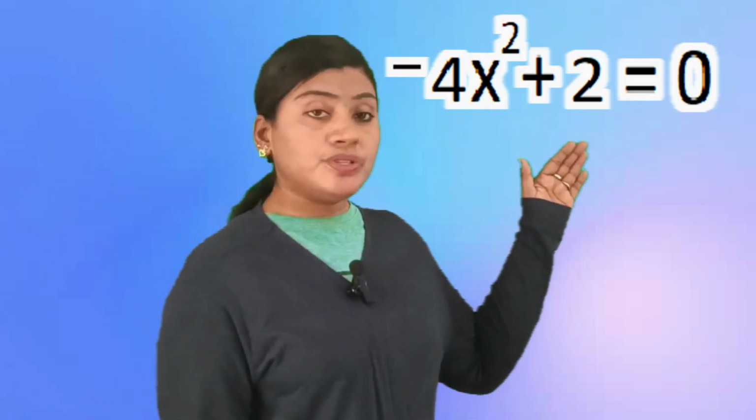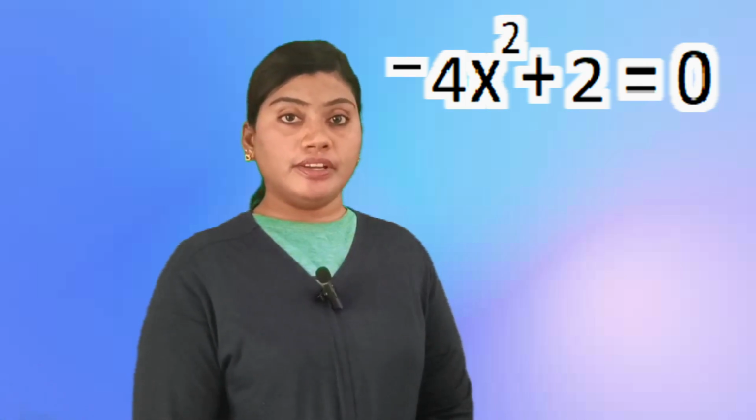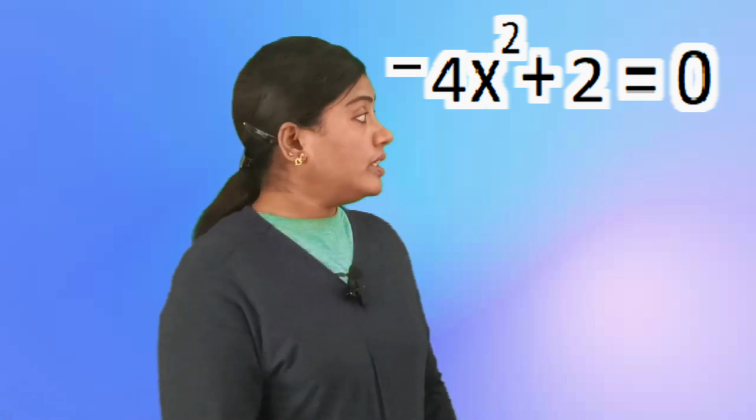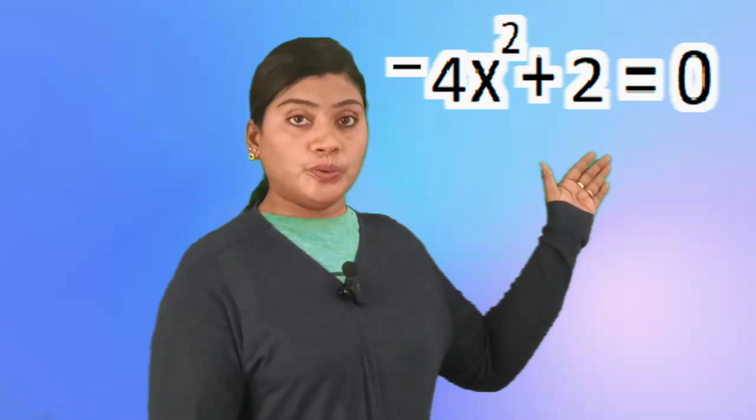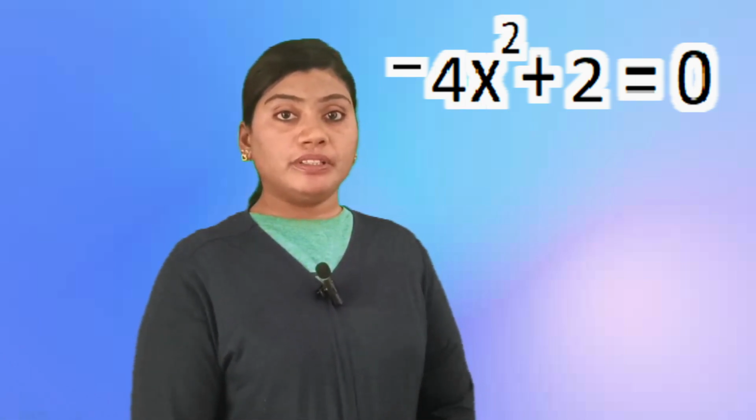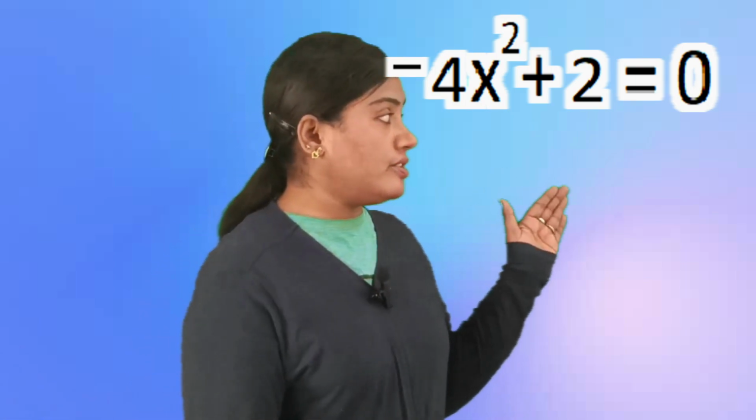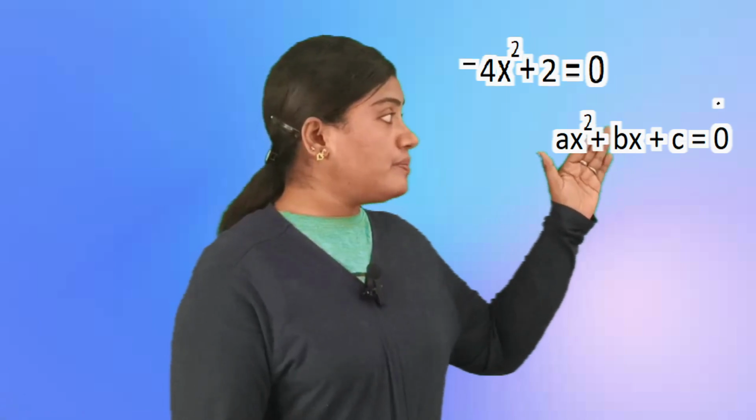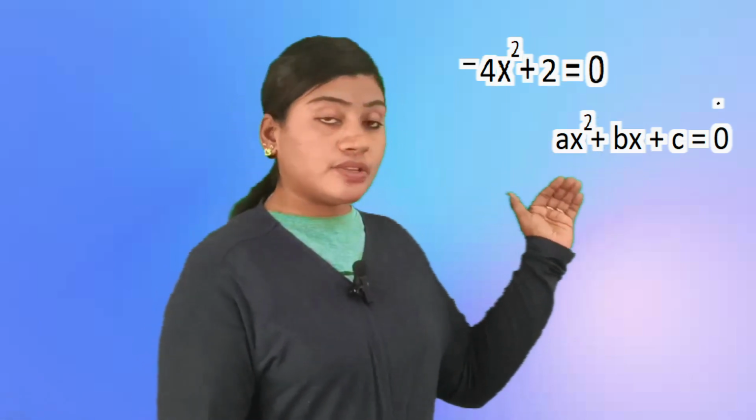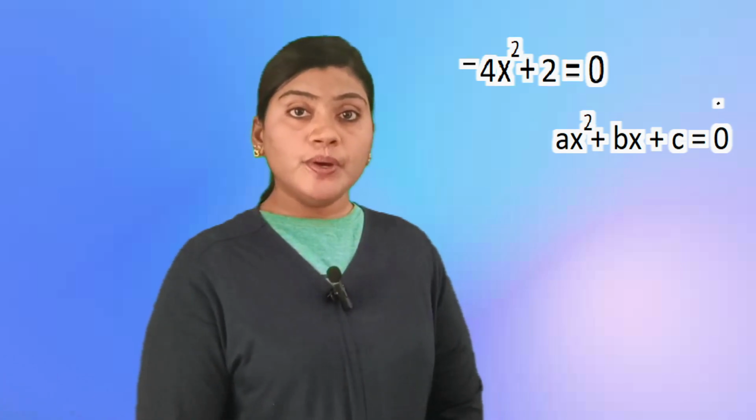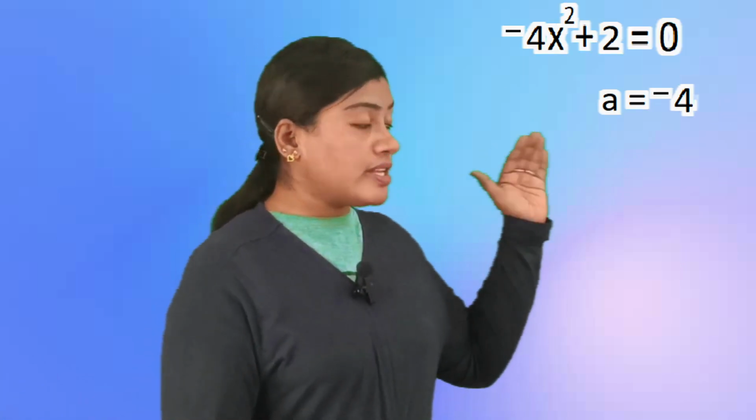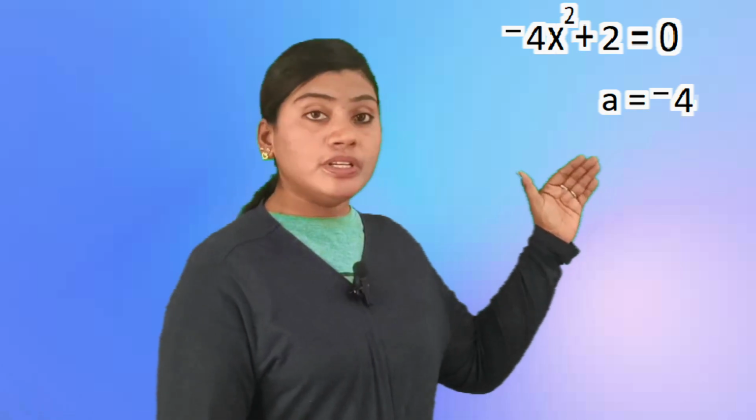Next, we can check whether minus 4x square plus 2 is equal to 0 is a quadratic equation or not. We know the degree of this equation is 2. Compare this equation with the standard form of a quadratic equation, which is ax square plus bx plus c is equal to 0. Here, the coefficient of x square, that means a, is equal to minus 4. There is no x term, so b is equal to 0.